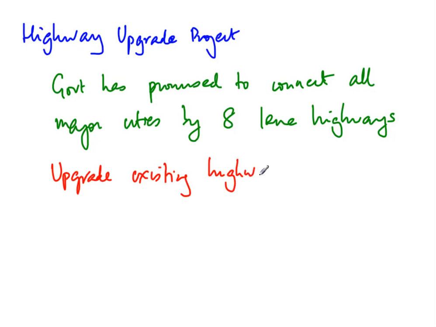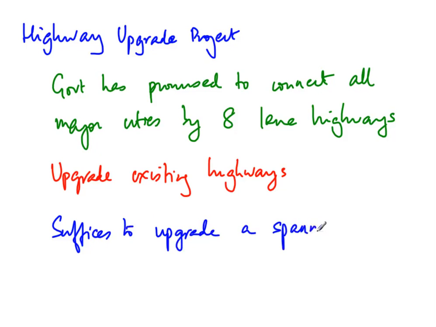Now if one reads the proposal naively, you would expect that every existing highway between two major cities should be upgraded to 8 lanes. But if funds are short, it suffices to upgrade a spanning tree, right? Because if we upgrade a set of highways that form a spanning tree between these major cities, then you can go from any city to any other city by an 8-lane highway, and that's all the government has promised. The government has only promised to connect all major cities by 8-lane highways, not to directly connect all major cities by 8-lane highways.